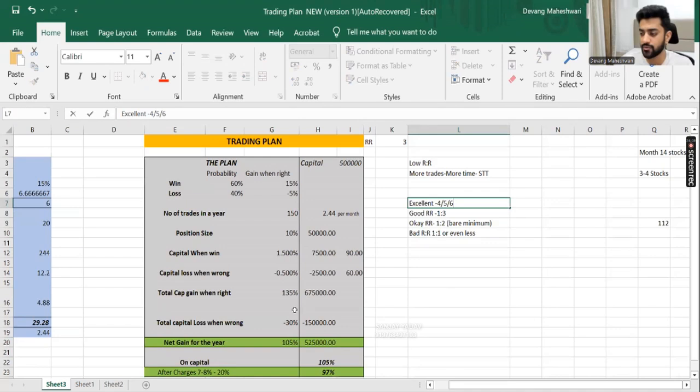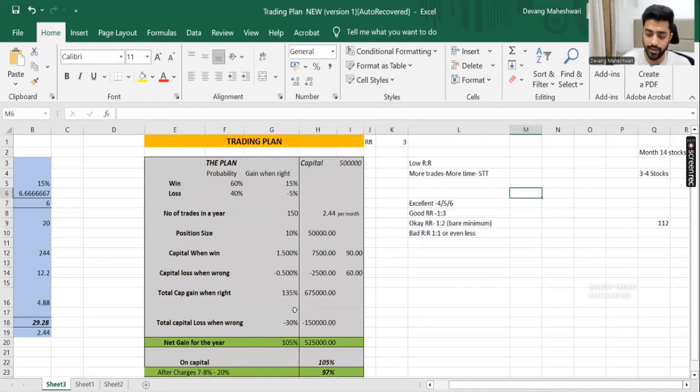Which is also possible. Okay, it's not that it's not possible, but here a lot of things will come related to psychology. Profit booking is directly related to your psychology. How to build psychology is to think of increasing the risk reward. That is what tells you how good your psychology is.